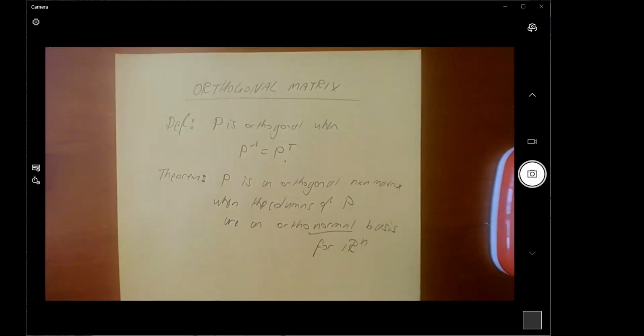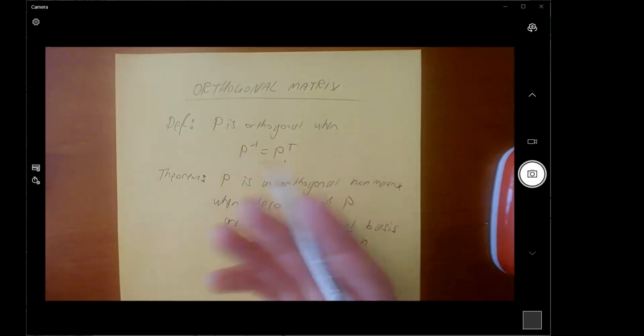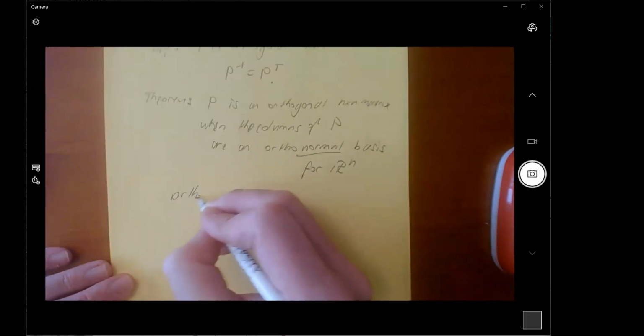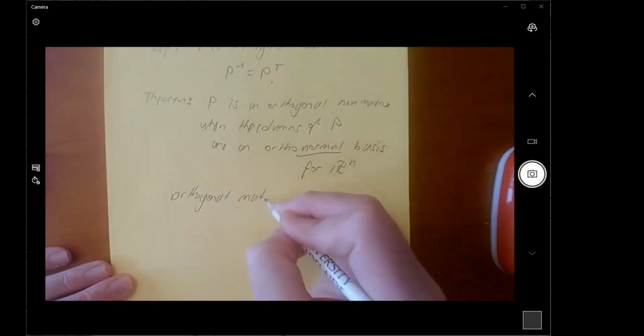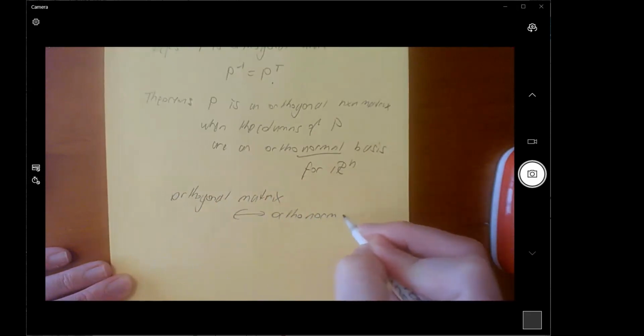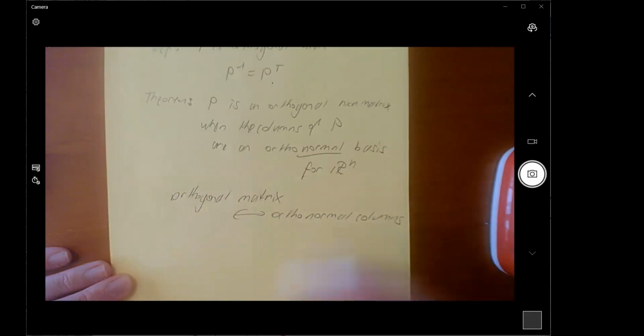So it would be much nicer if the terminology was it's an orthonormal matrix, but that's just not the way it is. And I don't actually know why, so I'm sorry about that. An orthogonal matrix has orthonormal columns, and that's the way it is. So does that answer your question, the person who asked that? Yes, perfect, thanks. Okay, right.